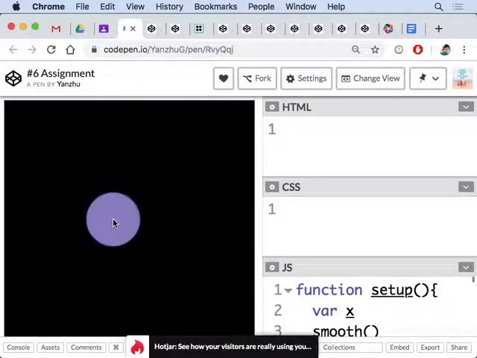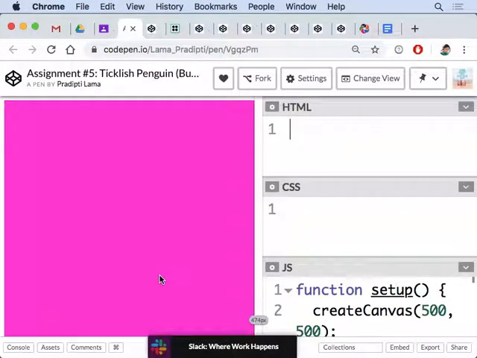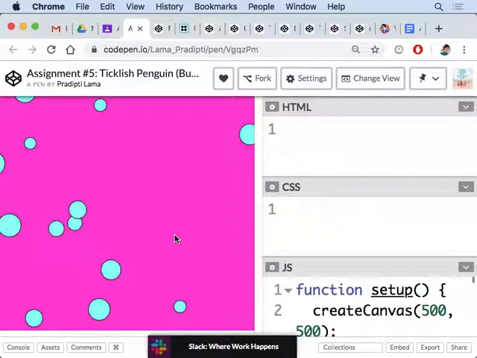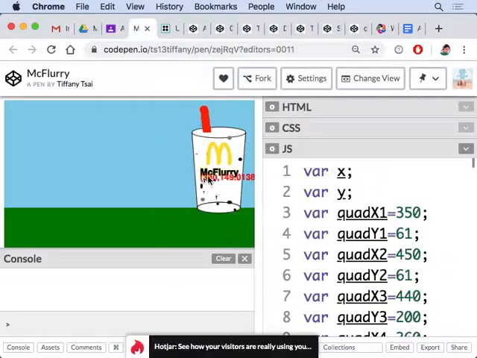Here you have a circle. If you look at it closely, it kind of jitters in place. There's making use of opacity here. Ticklish penguin, where are you? Okay, this one uses a bunch of bubbles. Here's a McFlurry. So also creative use. Notice the spoon and how you move it around.